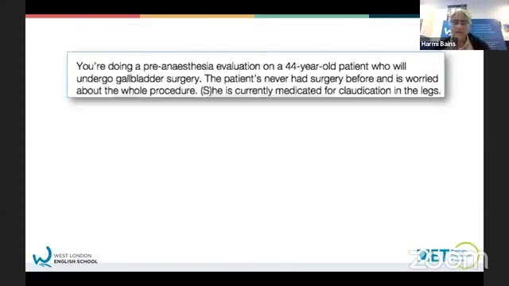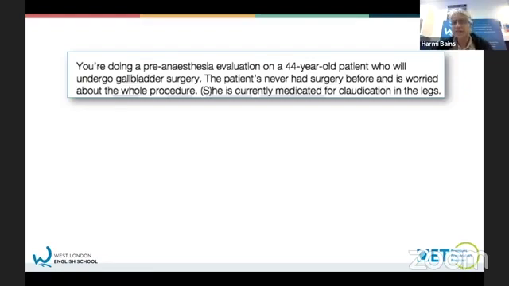Let's keep going. So this is the last one we're going to look at. It says here you're doing a pre-anesthesia evaluation on a 44-year-old patient who will undergo gallbladder surgery. The patient's never had surgery before and is worried about the whole procedure. She's currently medicated for claudication in the legs.